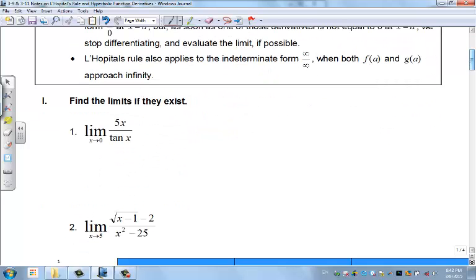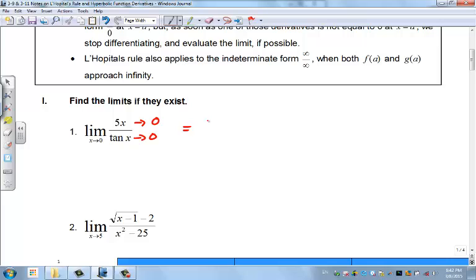All right. First thing we have to do with L'Hopital's rule, though, is show that we're allowed to use it. So if I plug 0 into the top of this, I get 5 times 0, which is 0. If I plug 0 into the bottom of this, I get tan of 0, which is 0. So once I've shown that the top and the bottom both approach 0, I can then use L'Hopital.